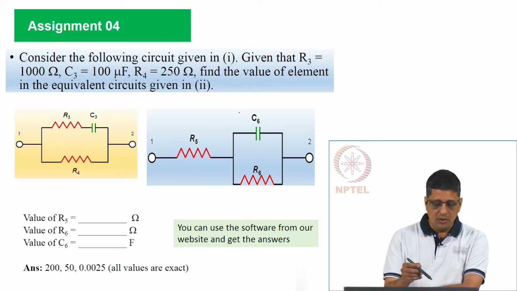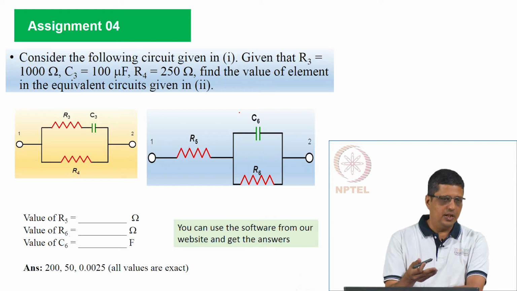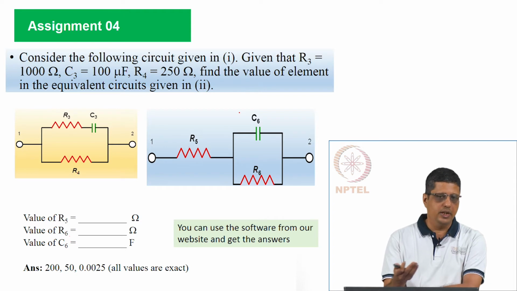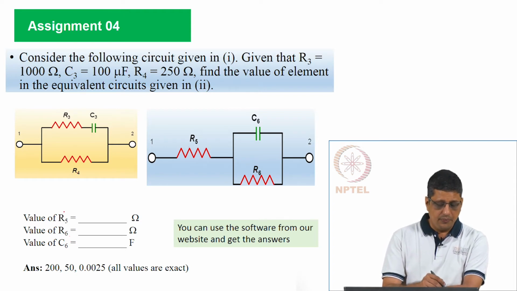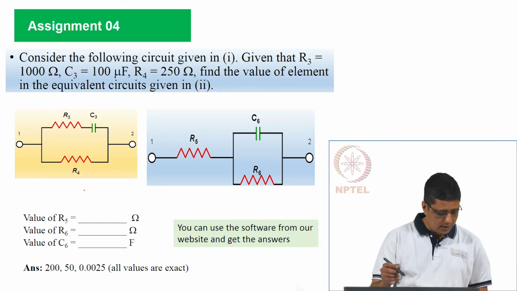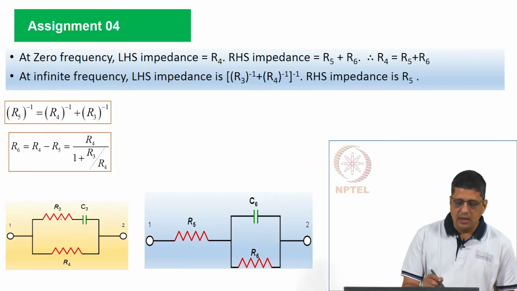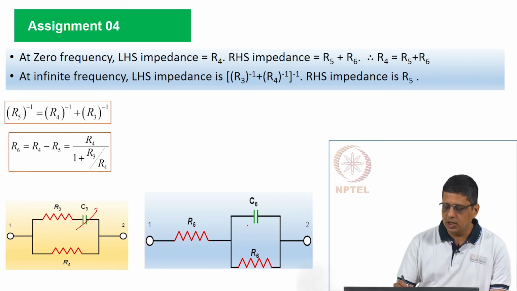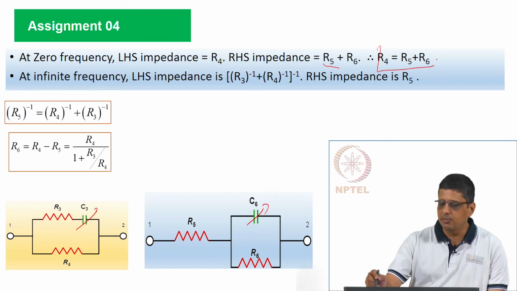Okay. You can also use the software that is available in our website, but that is more like you can get the answer, but without knowing how it came. Okay. If you look here, at 0 frequency, no current passes through this. At 0 frequency, no current passes through this. So, I can say at 0 frequency, on the left hand side that impedance is going to be R4, on the right hand side the impedance is going to be R5 plus R6. So, I have a relationship saying R4 equal to R5 plus R6.